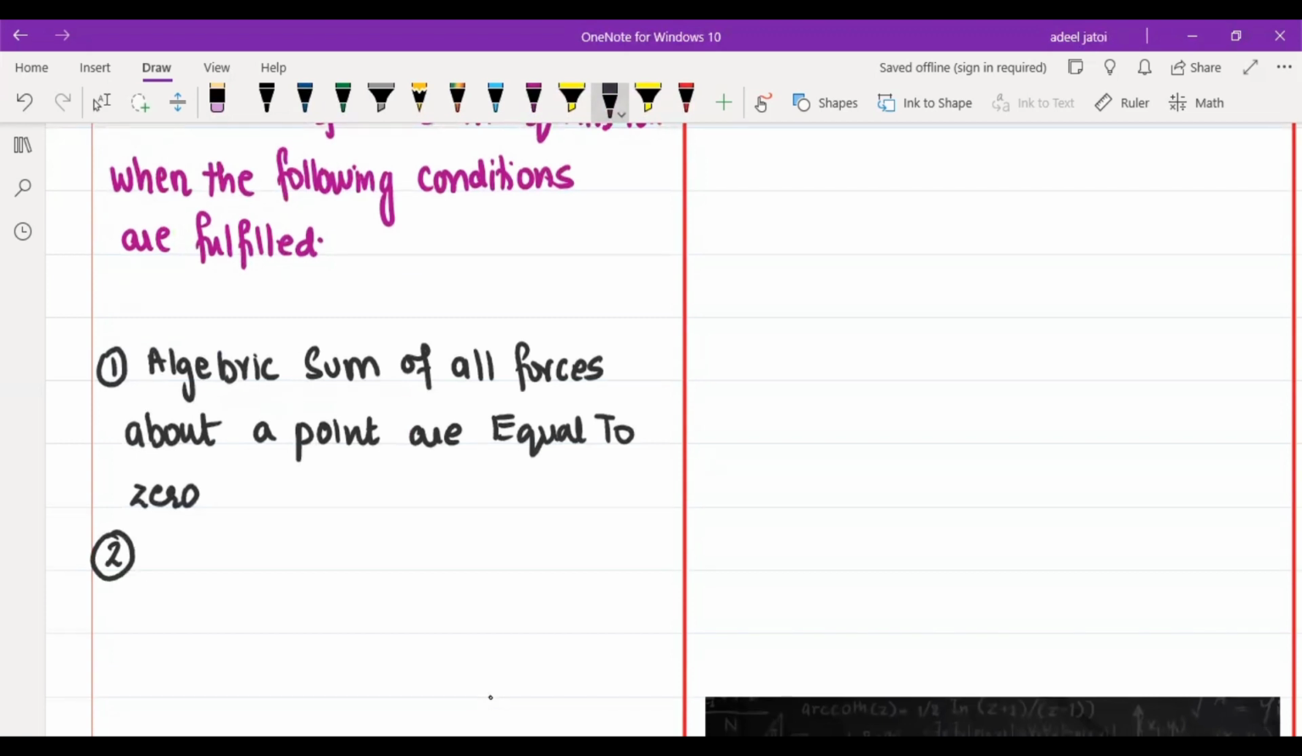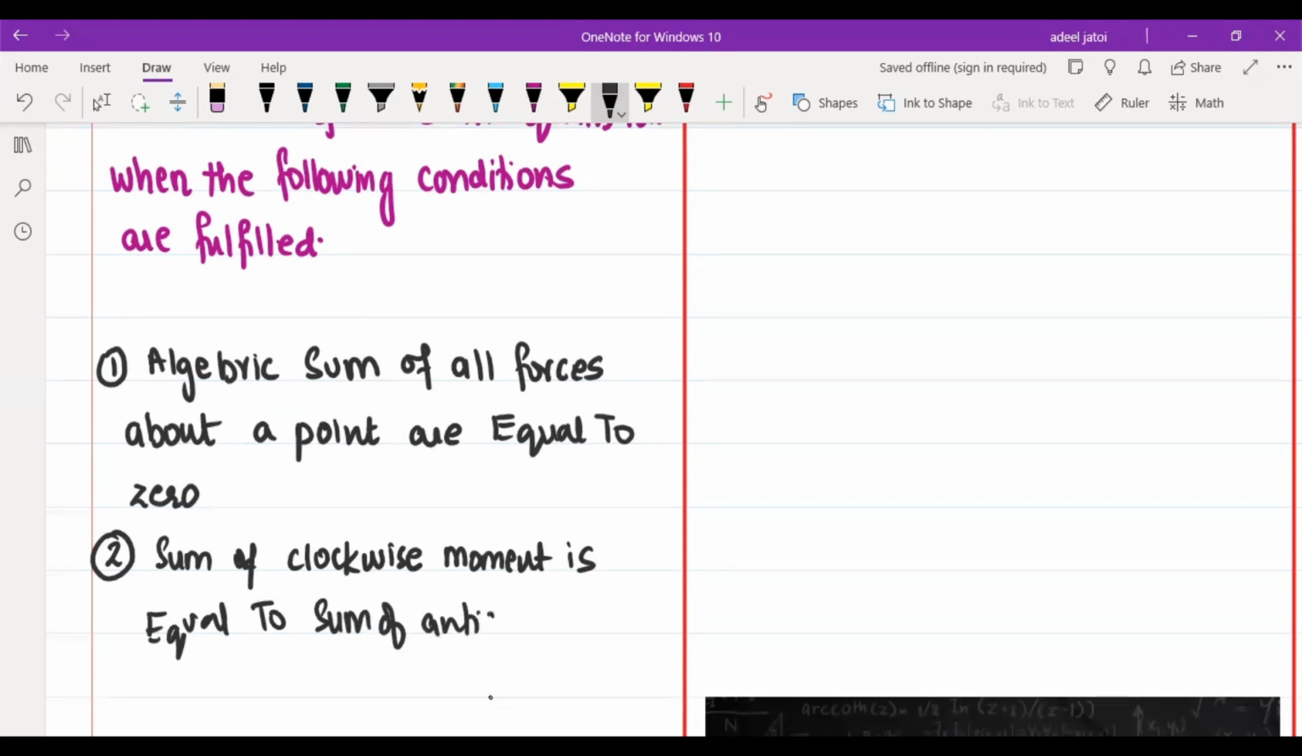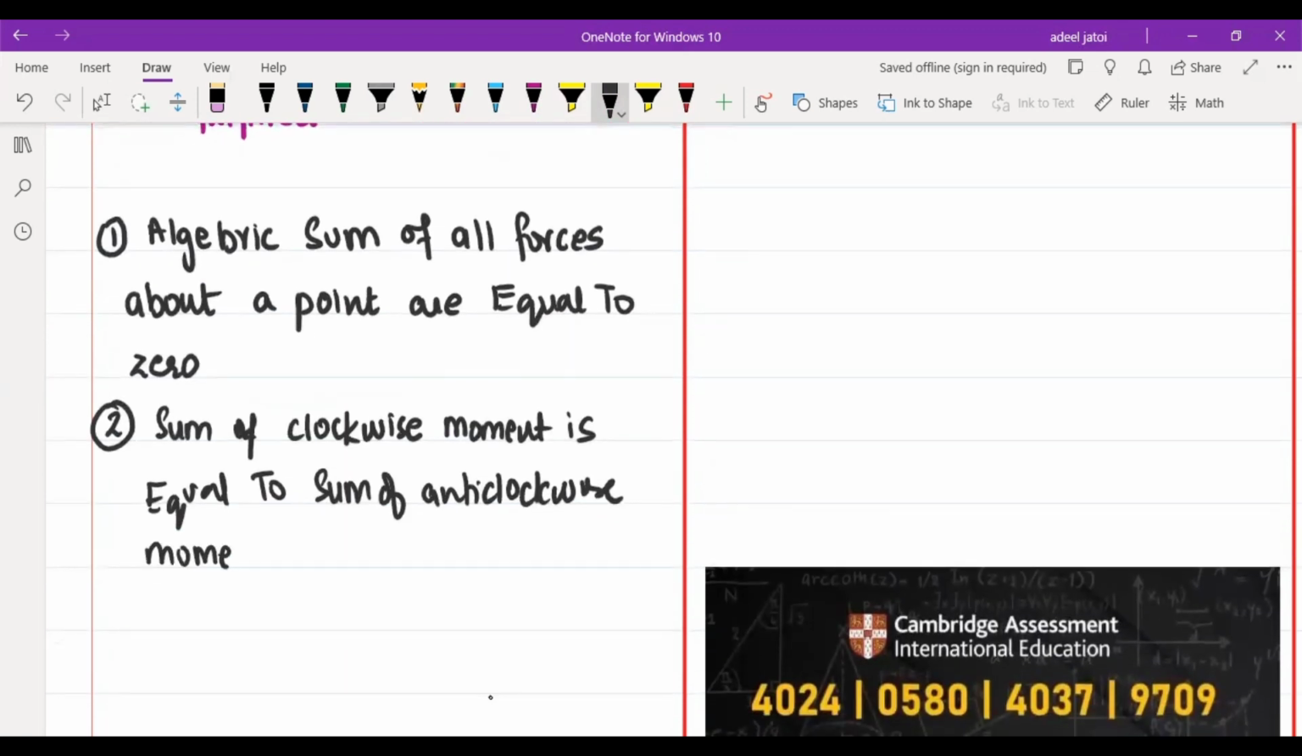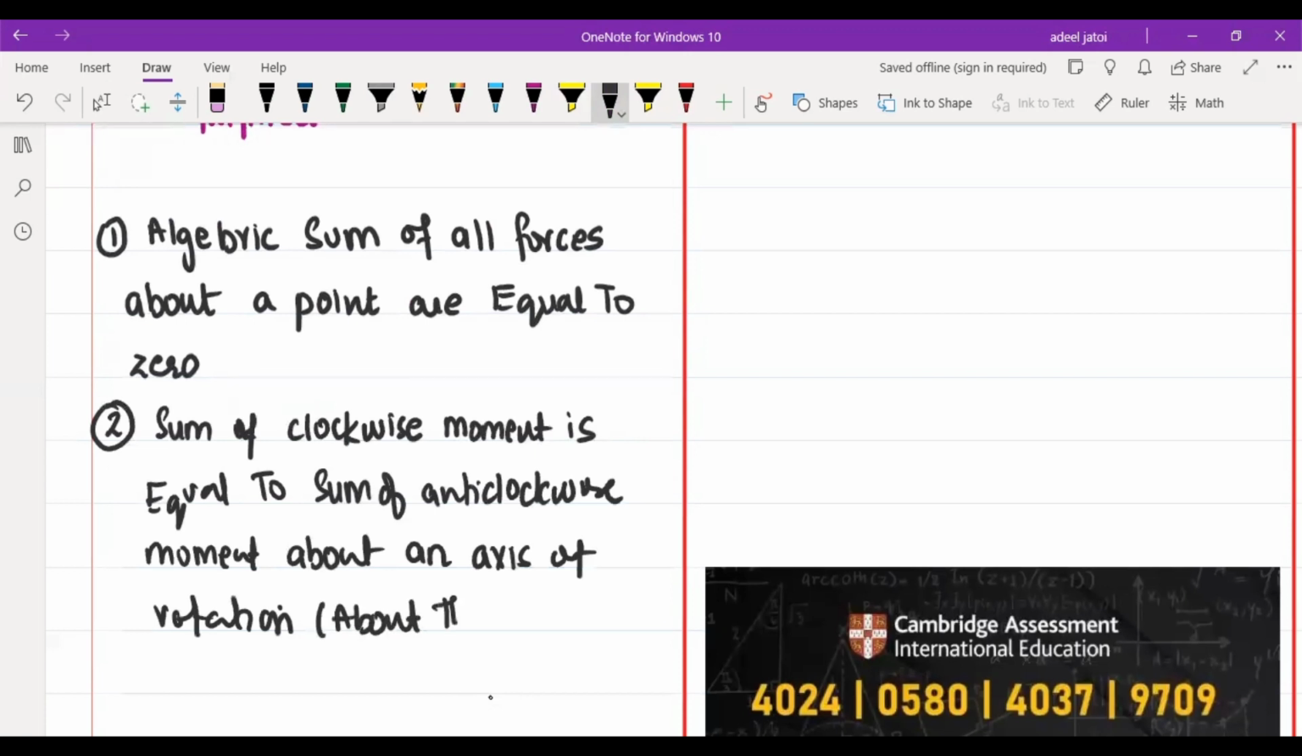Number 2: the sum of clockwise moments is equal to the sum of anti-clockwise moments about an axis of rotation, or I can say about a point, about the point.